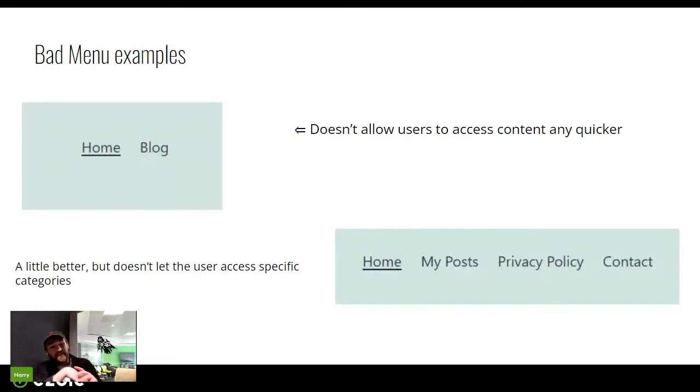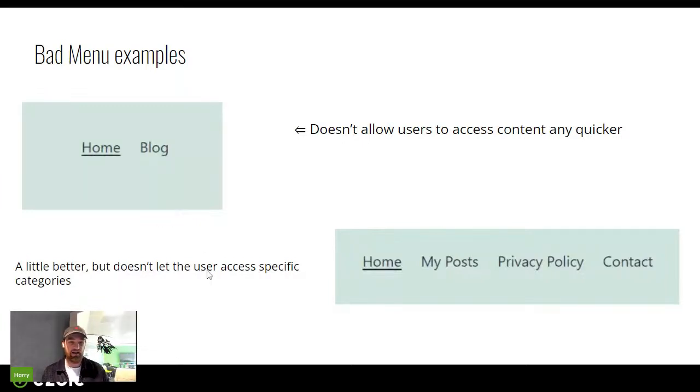So just to go back and talk a little bit more about menus. A bad menu example here, we just drafted one up, is one that has a link to the blog section of the website and a link to take people back to the homepage, but there is no real way to allow your users to access the content any quicker there. And there's also no link to things like contact pages and legal information about the site either.